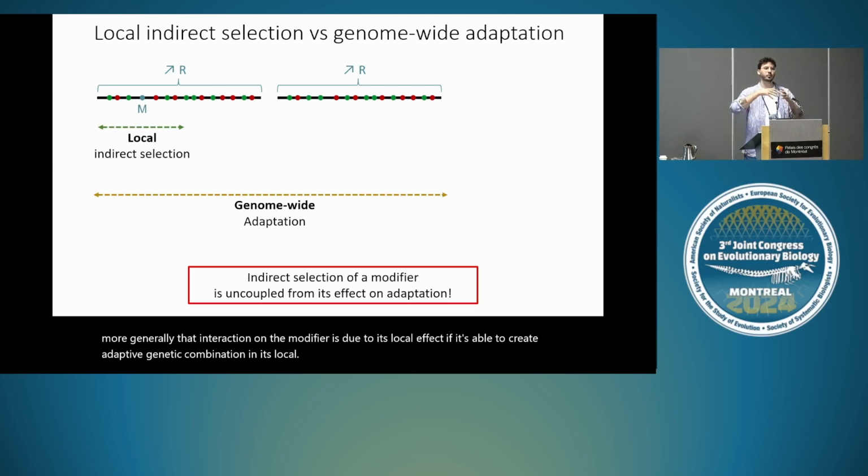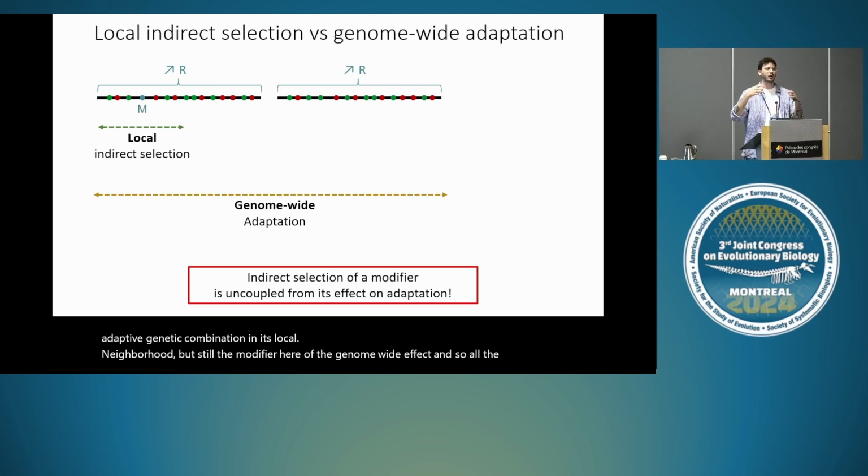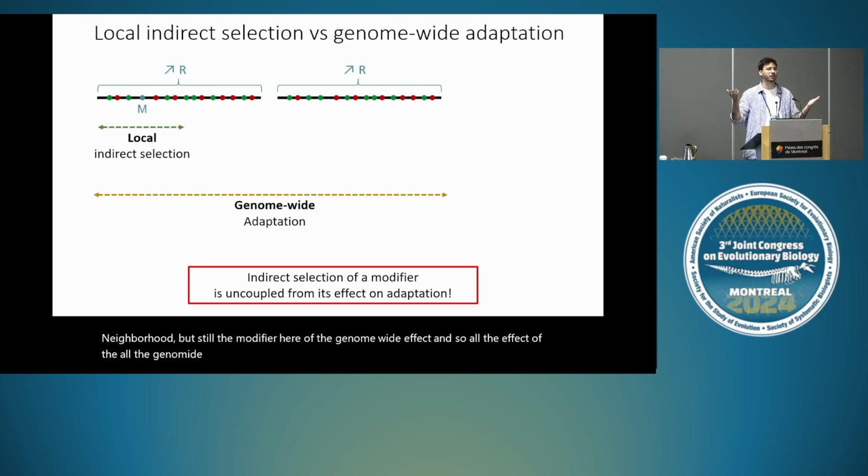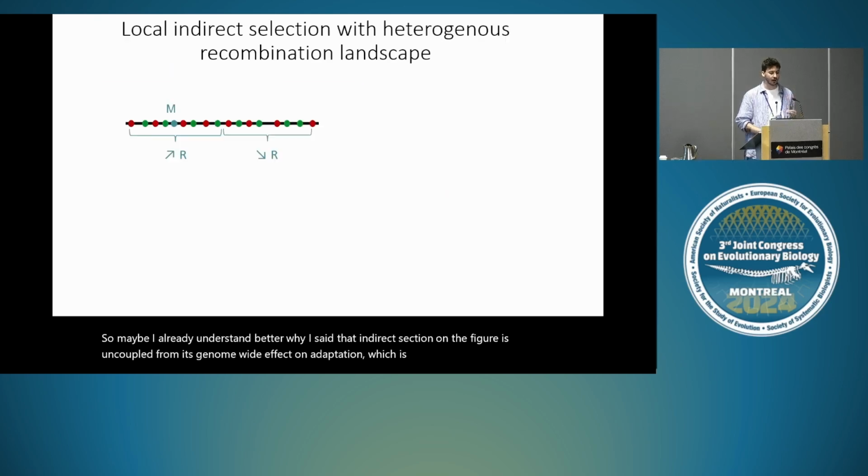But still, the modifier here has a genome-wide effect, and so all the genome-wide adaptive genetic combinations it creates will impact adaptation. So maybe already you understand better why I said that indirect selection on a modifier is uncoupled from its effect on adaptation, which is genome-wide.